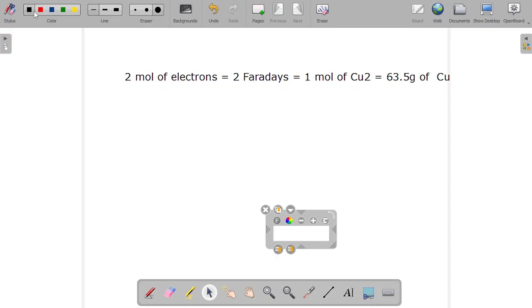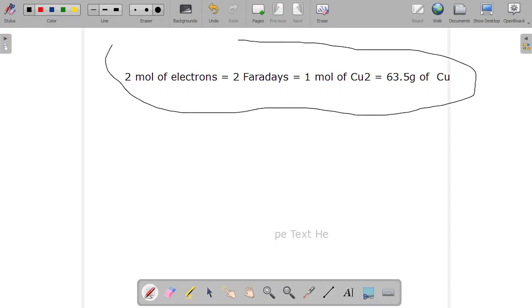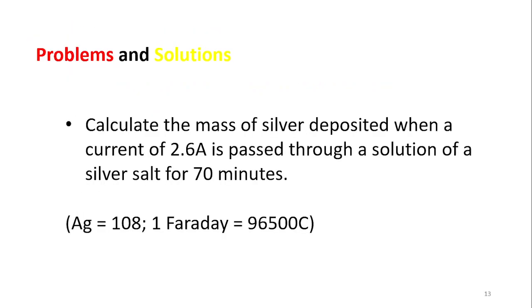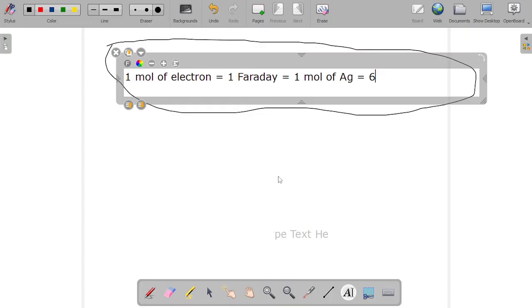Now based on this relationship, this time around we no longer have 2 moles of the electron, we have 1 mole. 1 mole of the electron is definitely going to liberate 1 Faraday, then 1 mole of Ag. Are we working with the mass? Of course we are working with mass, giving, as has been stated here, 108 grams of the mass.